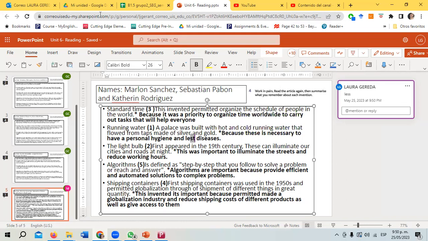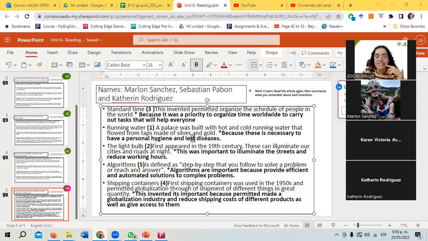This first appeared in the 19th century. This can illuminate our cities and roads at night. And this was important to illuminate the streets and reduce working hours. I think it does not reduce, but actually extends working hours. The light doesn't reduce working hours, but extends working hours. All right, you can continue.